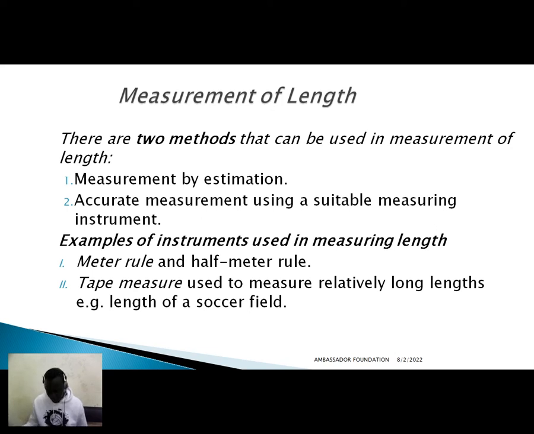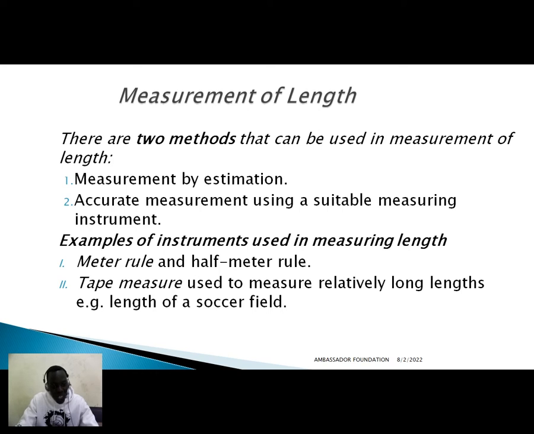For example, you may have seen people trying to measure length using their strides. Somebody estimates that 1 stride is equal to 1 meter, which is merely an approximation. Why? Because your stride can be more than a meter, or if you are a short person, it will be less than a meter. So it's an estimation.